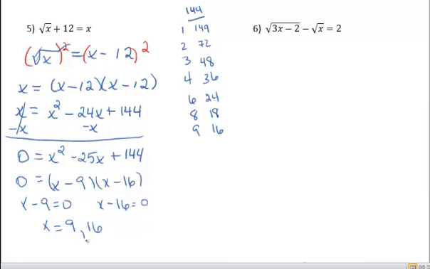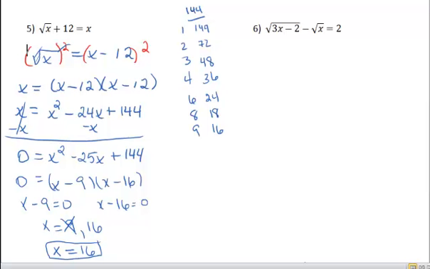Now you should check both of those and make sure they work. What's the square root of 9? The square root of 9 is 3. 3 plus 12 is 15. That is not equal to 9. So let's try 16. What's the square root of 16? 4. 4 plus 12 is 16, and that is equal to 16. So 9 does not work, but 16 does work.